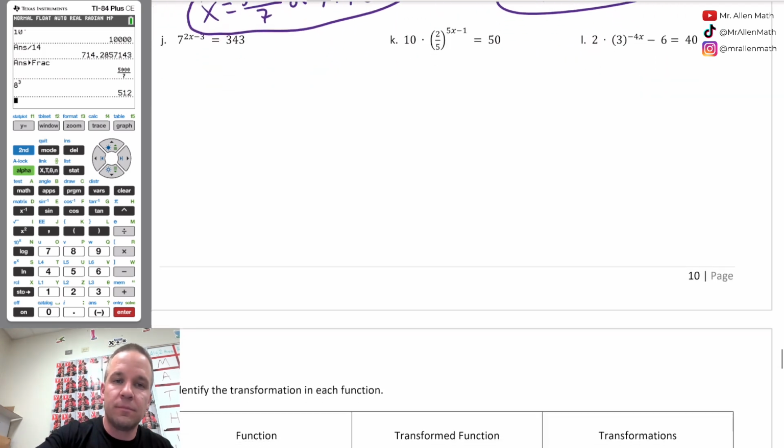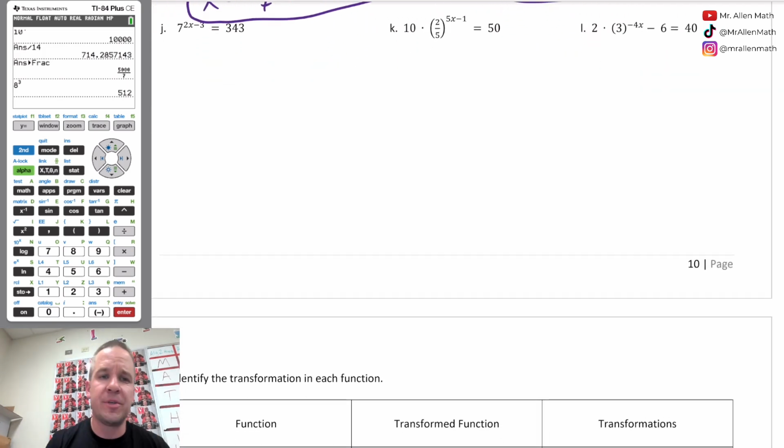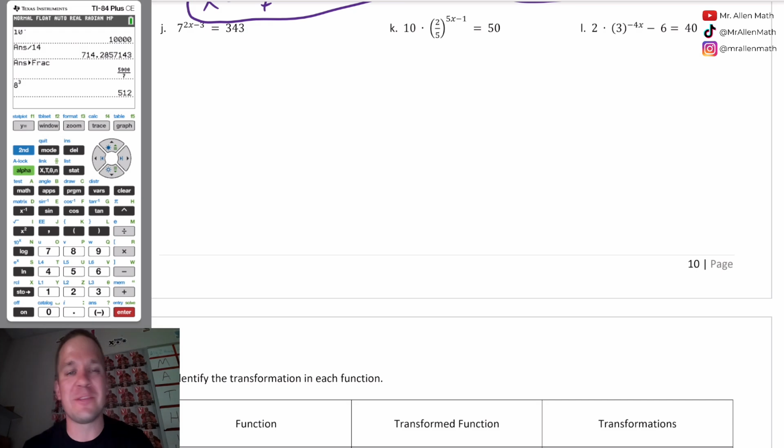All right. J here. So 7 to the 2x minus 3. I'm just going in the dark right now. I wonder how it looks. I can't even see. It's all right. I like the other side, the math. We're doing math right here.